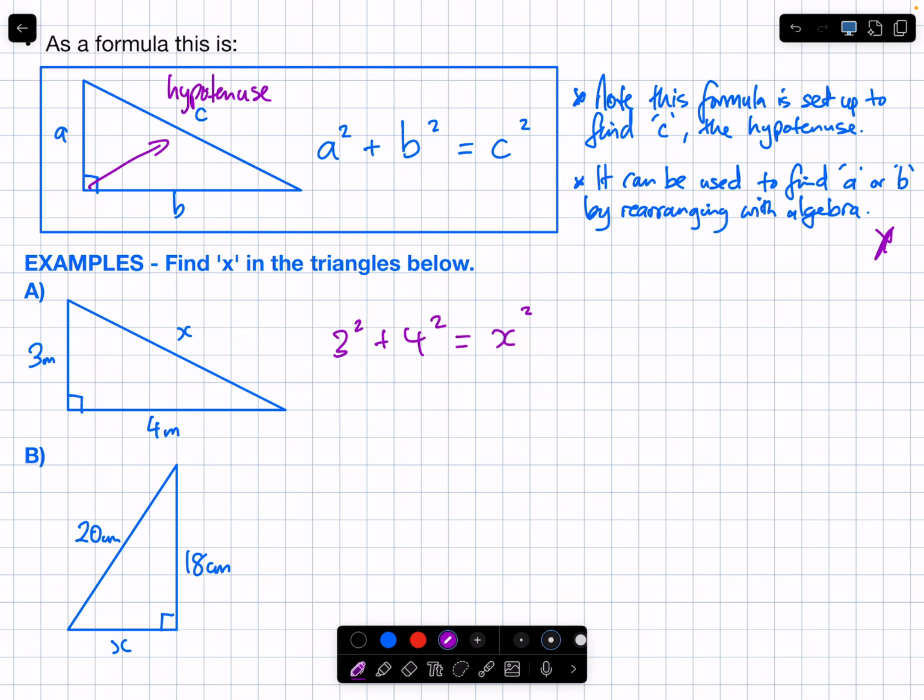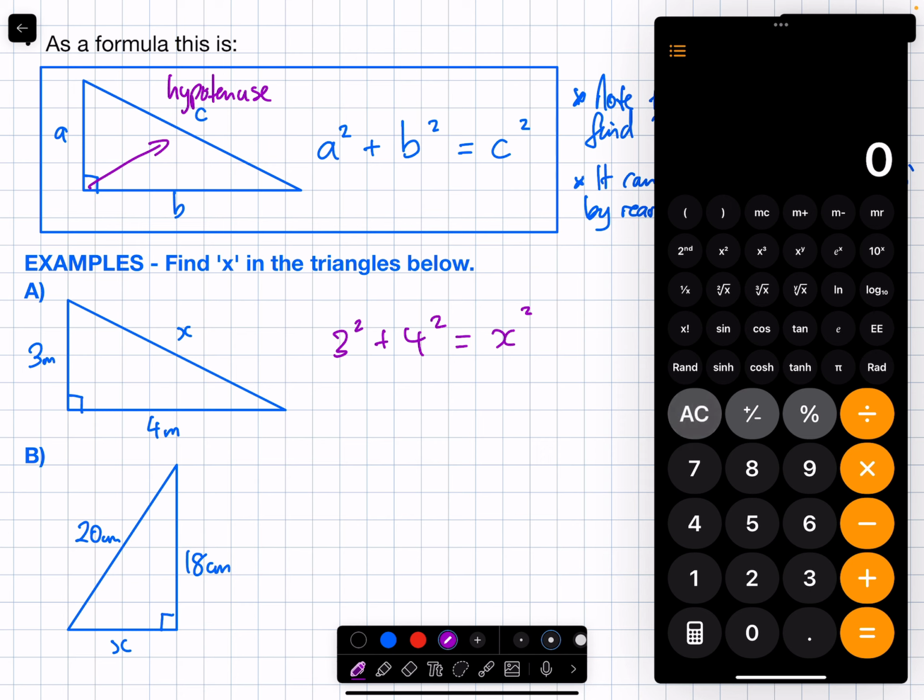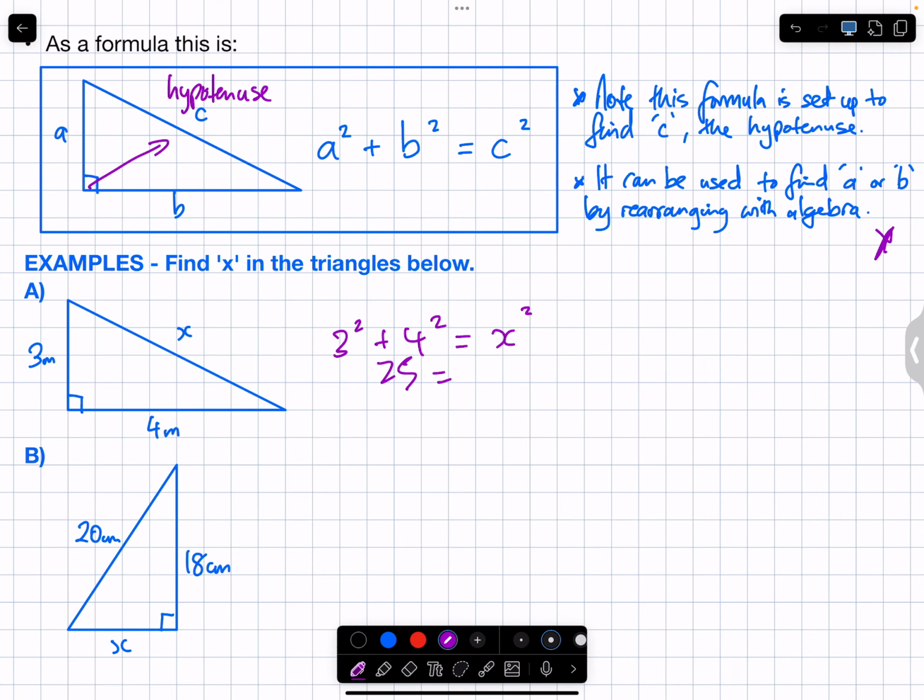You grab a calculator. You're always going to be allowed. You'll see maybe on your timeline where it says something about no notes, no calculator allowed on one of your tests. SACE has removed that now, up until year 12. So your subject's even easier than it used to be. 3 squared, 9, plus 4 squared, 25. 25 is equal to x squared.